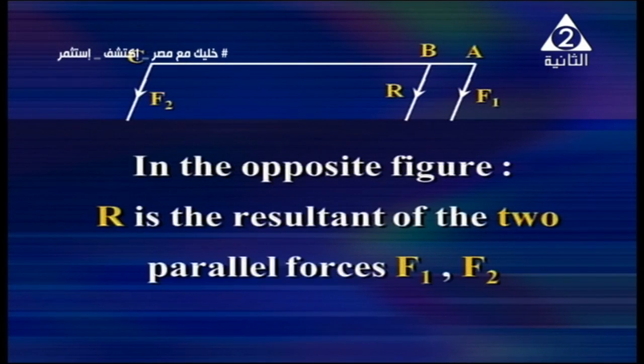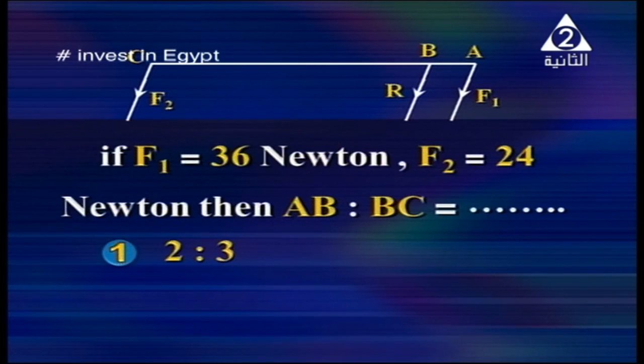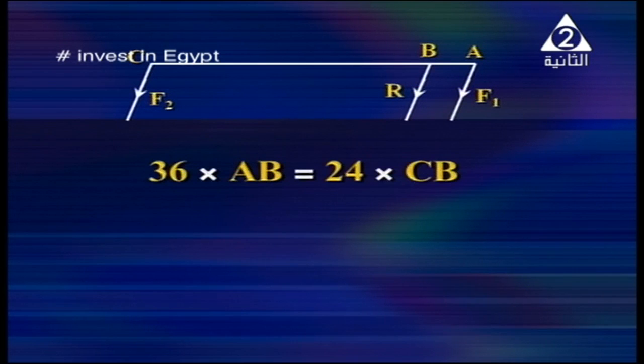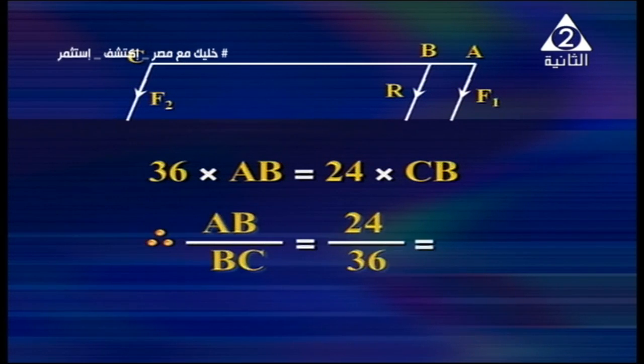Look, my dear student, in the opposite figure, R is the resultant of 2 forces F1 and F2. F1 equals 36 Newtons, F2 equals 24 Newtons. Then what is the ratio between AB and BC? Is it 2/3, 1/2, 3/2, or 2? My dear student, by using 36 times AB equals 24 times CB, then AB over BC equals 24/36. In simplest form it is 2/3.